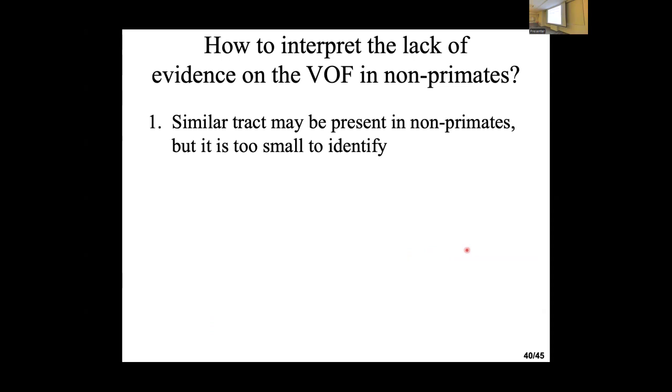I just need to conclude, because it's slightly tricky to interpret a null finding. How do we interpret the apparent lack of evidence for BOF in non-primates? Of course, logically, we can't say it doesn't exist. That's logically impossible. But one possibility is that a similar tract may be preserved in non-primates, but it is too small to identify.